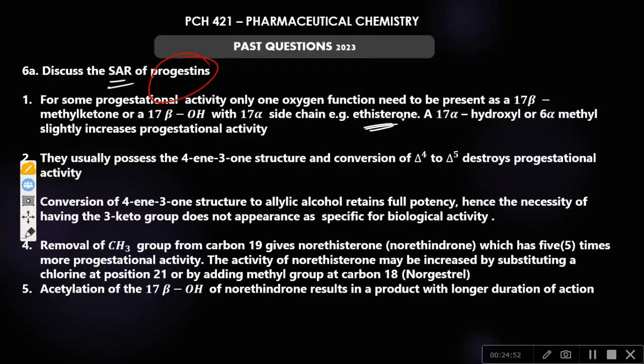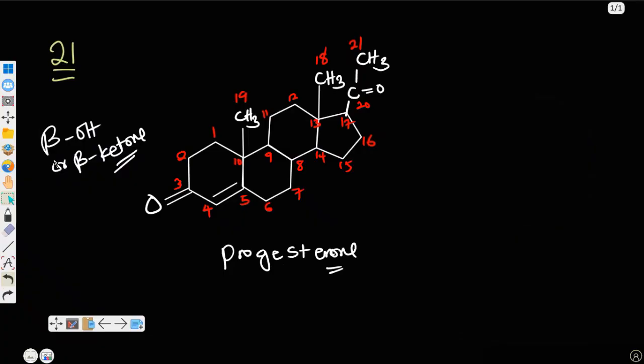Example they gave to us here is what? Ethisterone. Now, what is ethisterone? It is very, very easy. Ethisterone is when you add an ethynyl group to this position, as opposed to this group here. What you now have there is what? Ethynyl. It's called ethisterone.